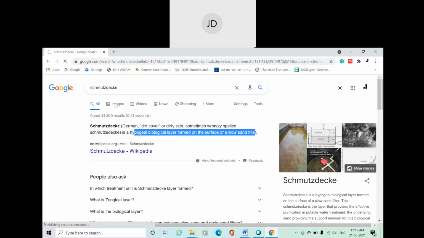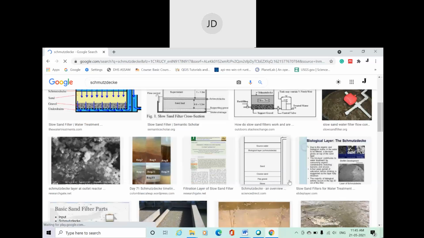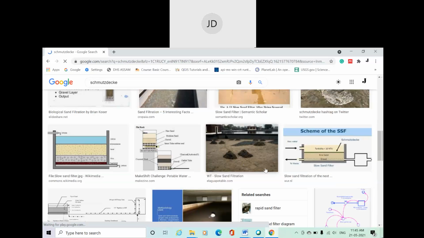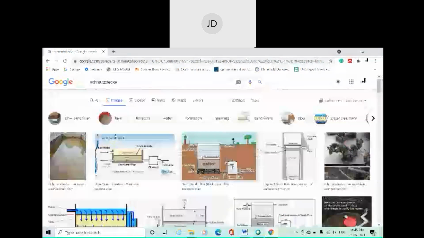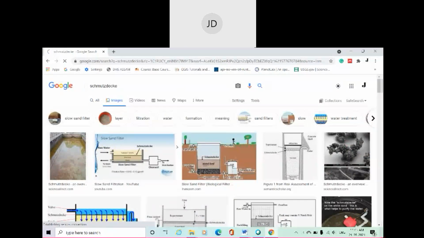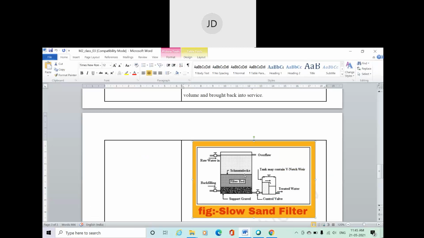I'll show you the biological film layer, maybe there is a real diagram. You can go through the real picture. Let's find it. It's not there. Let's find out again. So this Schmutzdecke, try to remember it. Here you can also see it given. The top layer of the sand is also known as Schmutzdecke. It's a biological film actually.